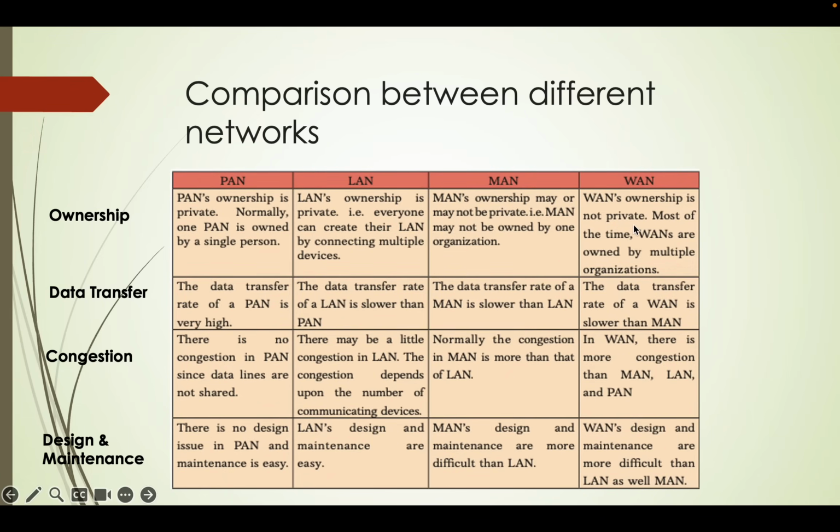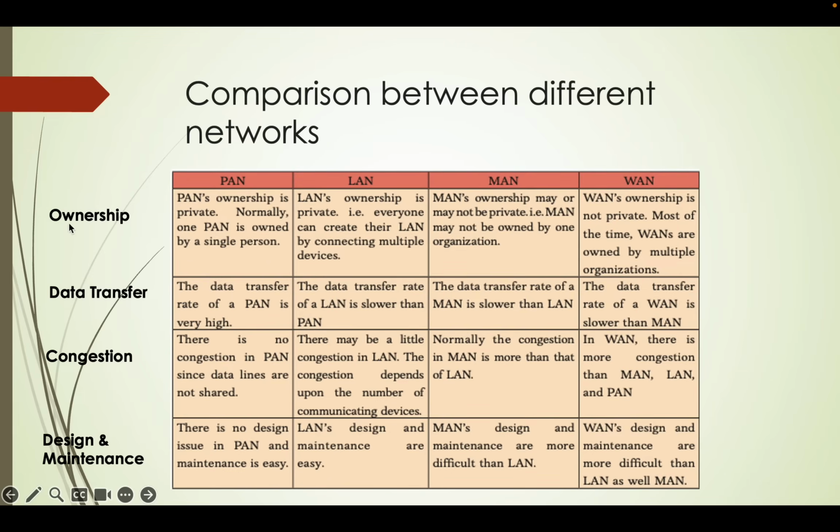WAN's ownership is not private. Most of the time, WANs are owned by multiple organizations. Since WANs cover a lot of area, like a city or a region or a geography or a country, that's where its ownership is not private. So a single individual can't own a WAN.